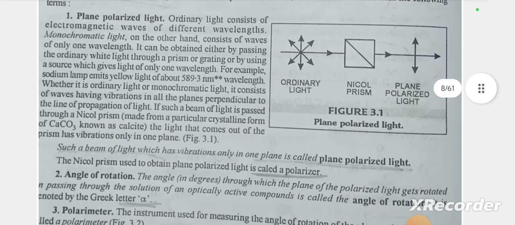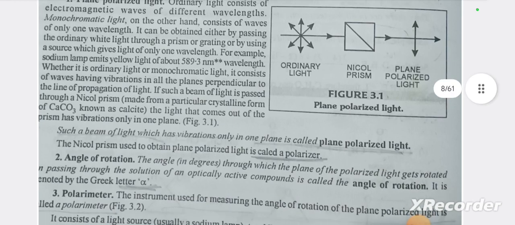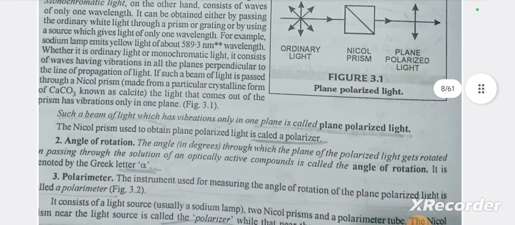Plane polarized light. Ordinary light consists of electromagnetic waves of different wavelengths. Monochromatic light, on the other hand, consists of waves of one wavelength. It can be obtained either by passing ordinary white light through a prism or grating, or by using a source which gives light of only one wavelength. For example, a sodium lamp emits yellow light of about 589.3 nanometer wavelength. Whether it is ordinary light or monochromatic light, it consists of waves having vibrations in all the planes perpendicular to the line of propagation of light.